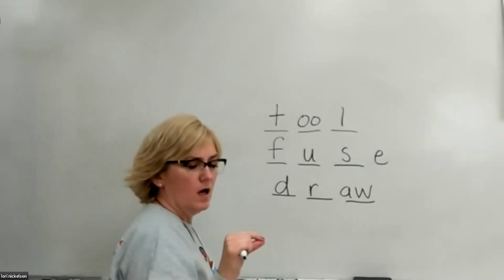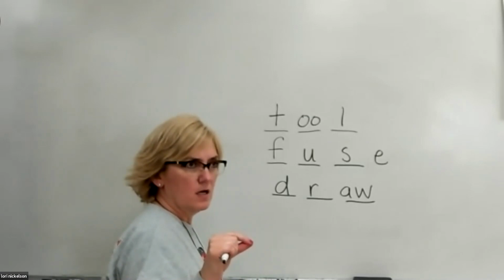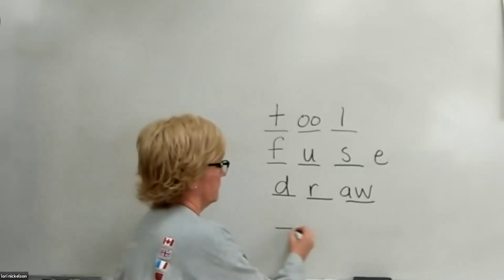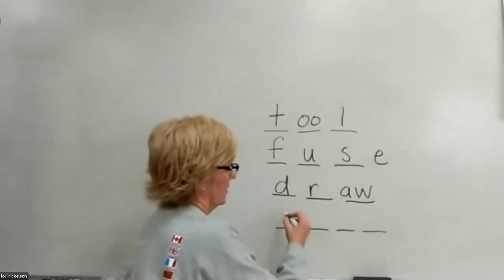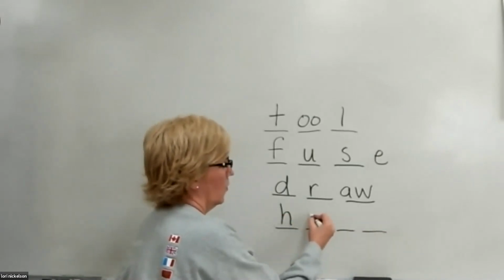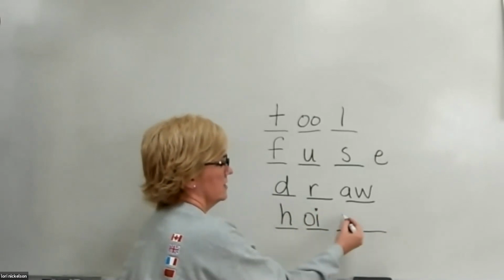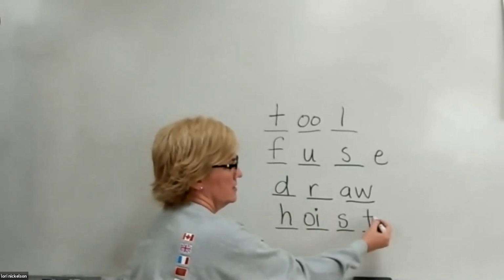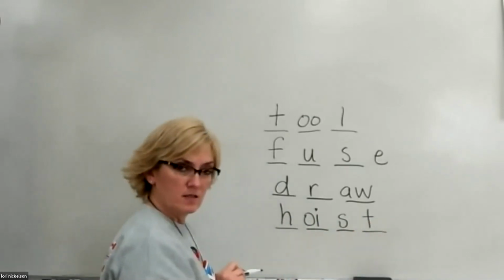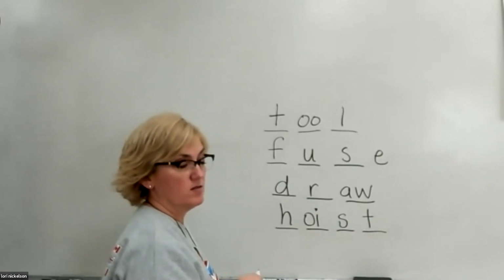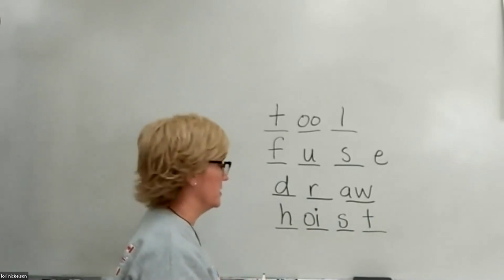Hoist. H-oist. How many was that? Four. Okay, so we're going to draw four lines. Oi. What makes the oi sound? O-I is S. T is T. Hoist. Good. I bet you guys are doing amazing jobs at sounding these out and making your syllable sounds.